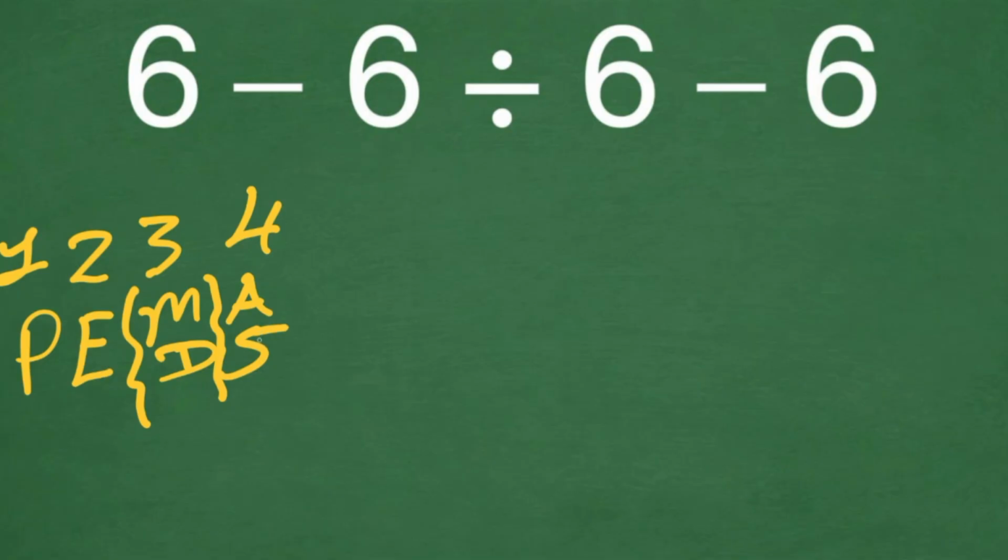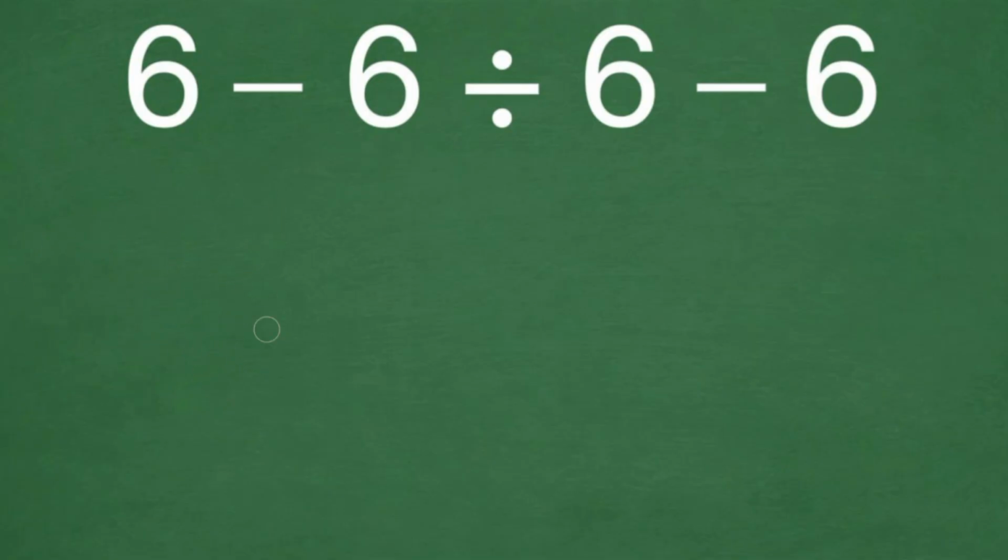So the thing is, if we solve subtraction before division, that is wrong, because division has a higher priority than subtraction. So let's go back to our problem. Here we have a subtraction and a division, so we have to do the division first according to the rule of order of operations.